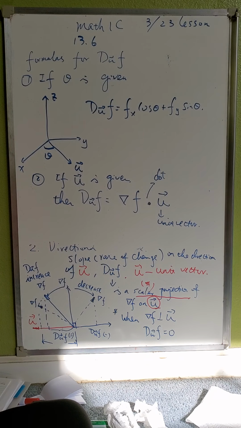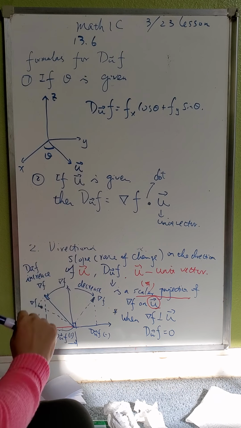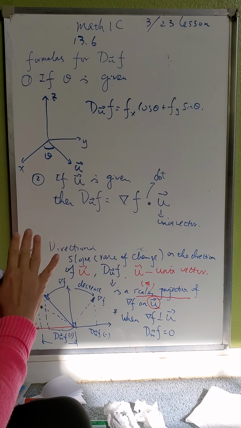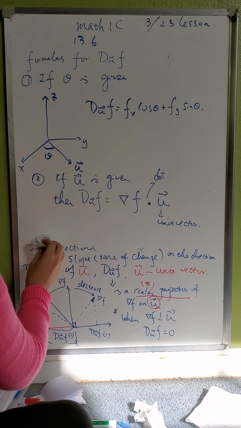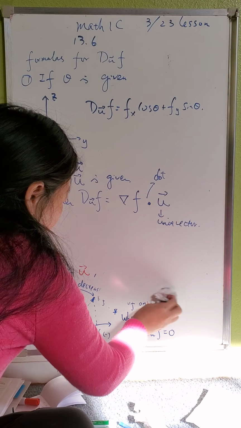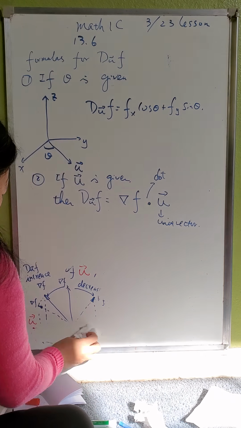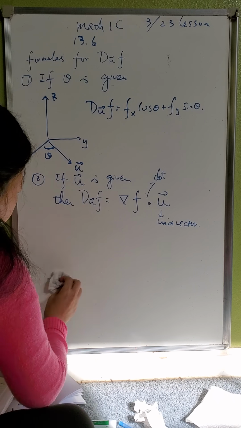Okay, so what's the purpose of learning the directional derivative? Then we can find the slope in any direction we want. So that's the purpose of it. And that's very important because if you want to know the slope in any direction we want, it's not just on x or on y or on z, okay? We want it to be in any direction we want.